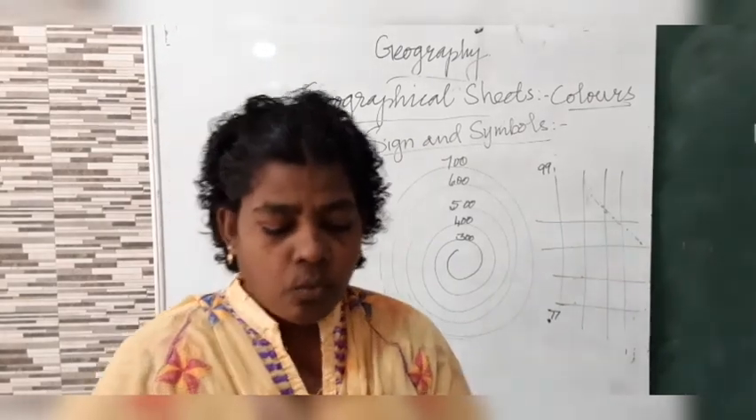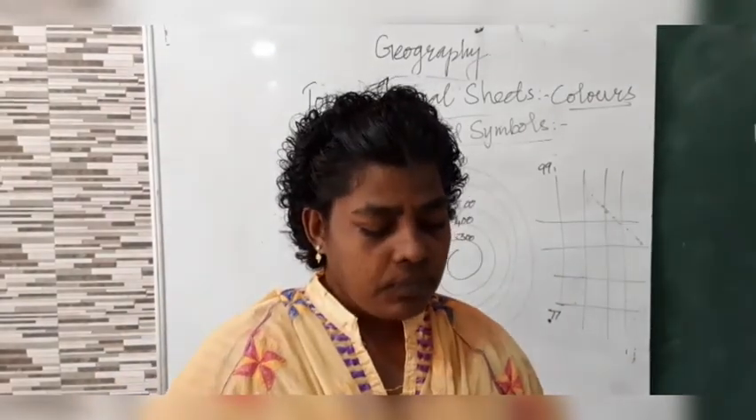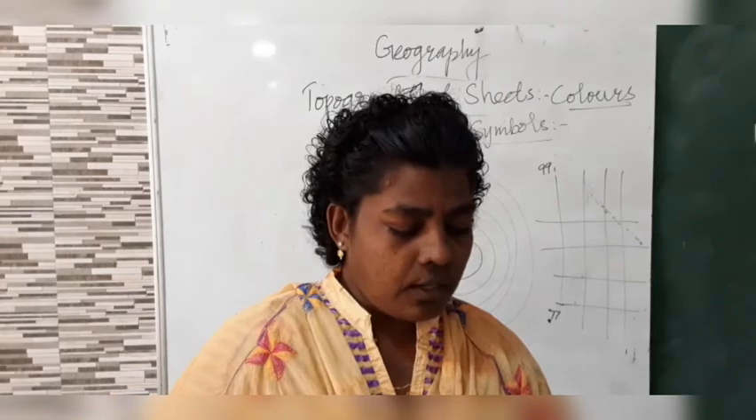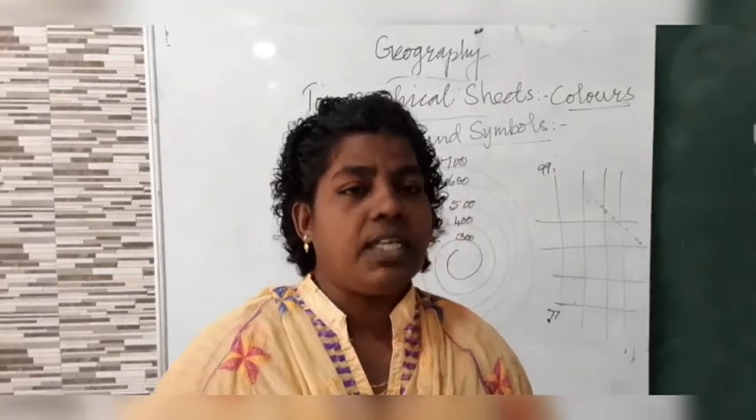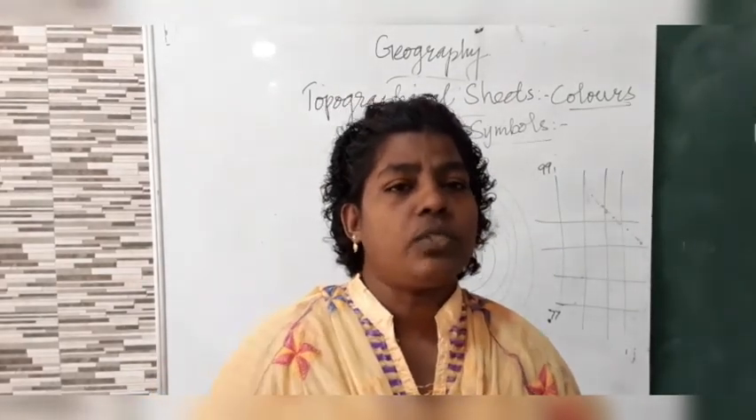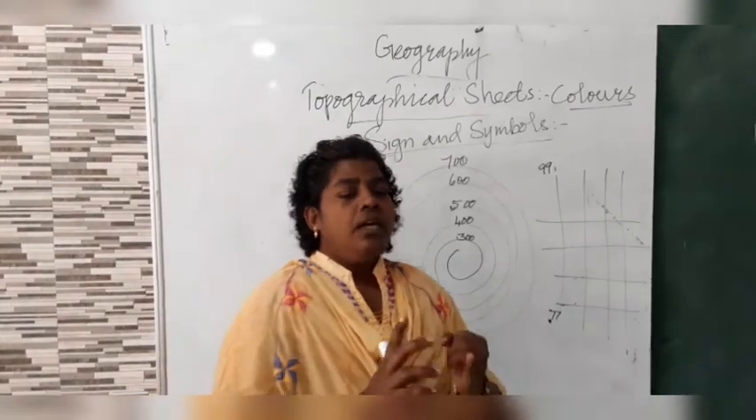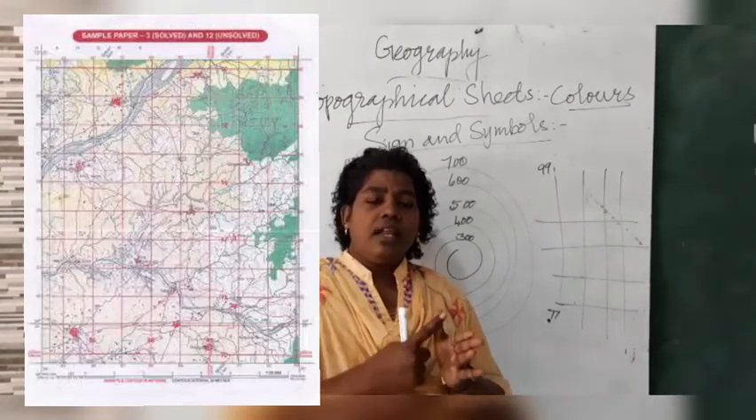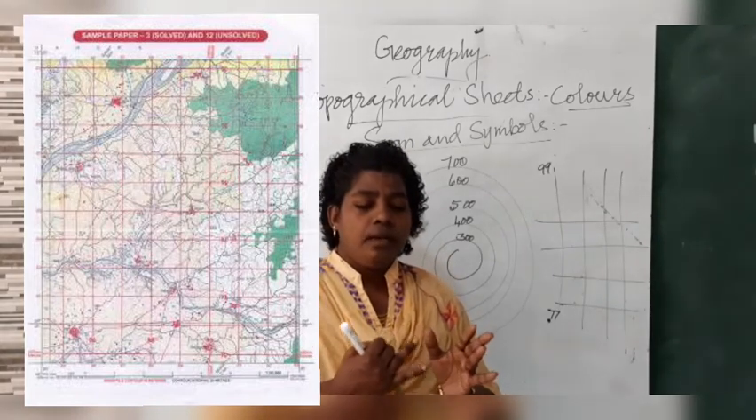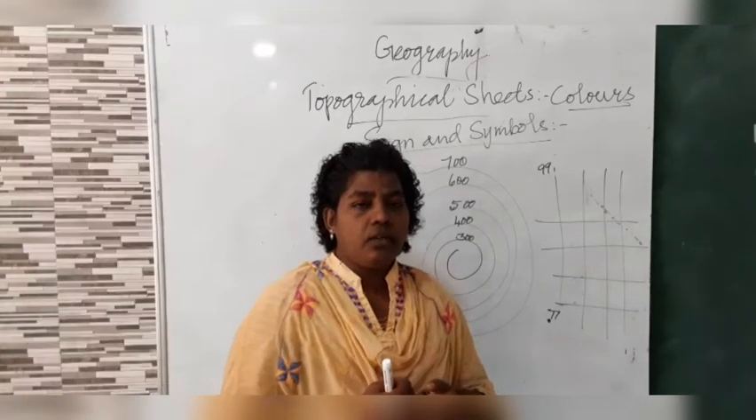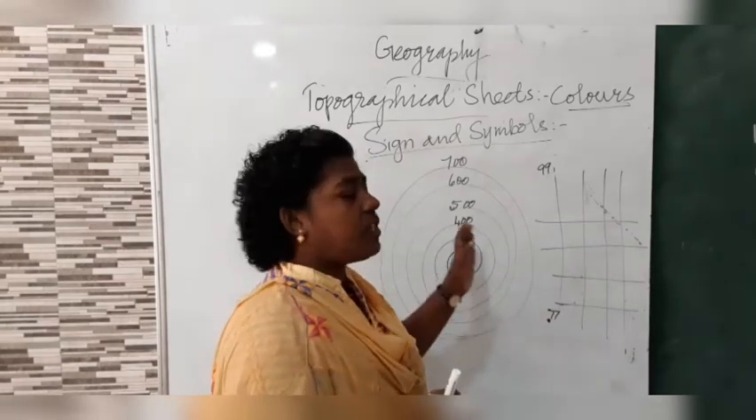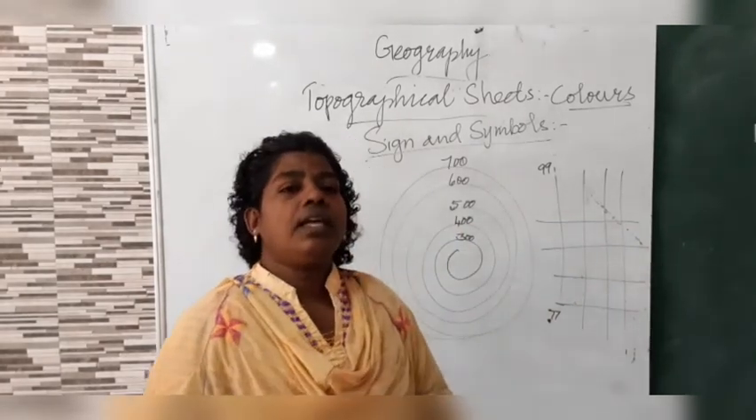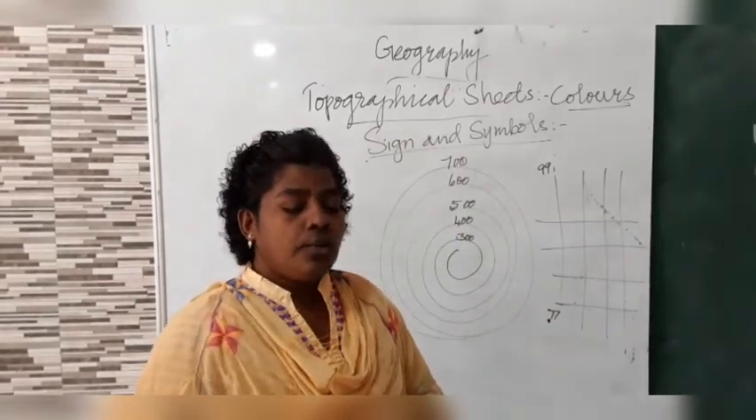What else have you seen? Then the uses of colors in the topographical map, you have seen. What are the different colors used in the topographical map? Brown, black, red, green, yellow, white and blue. These are the different colors which are used in the topo sheet. There are 7 important colors that are used in the topographical sheet.